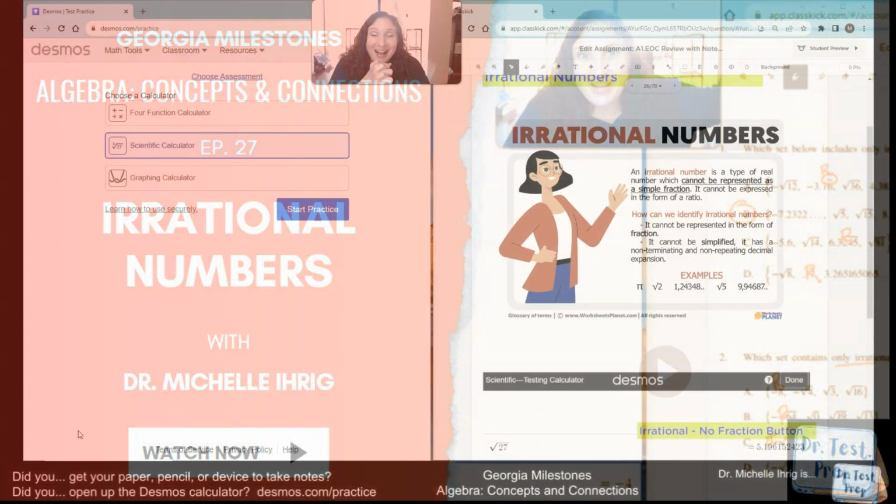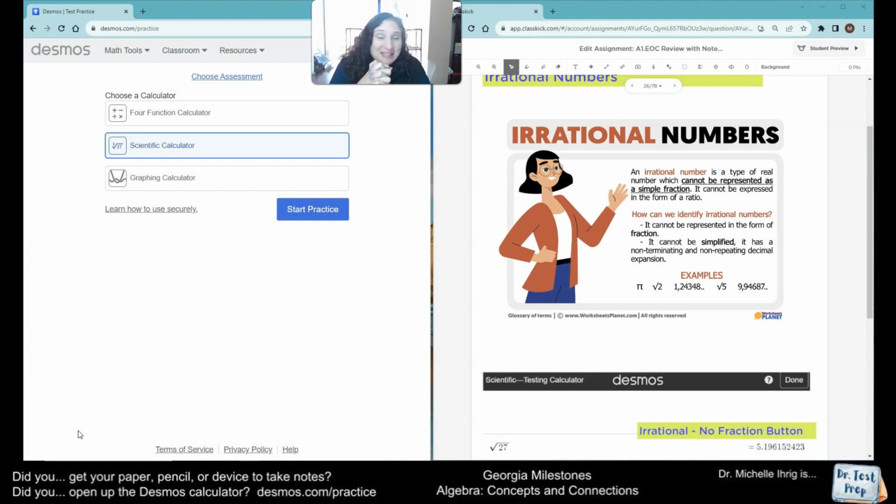I don't think there's a person who likes a Desmos calculator as much as me when it comes to irrational numbers. I think you probably will like the graphing calculator and the scientific calculator as much as I do once you learn these tricks on these next couple of things.